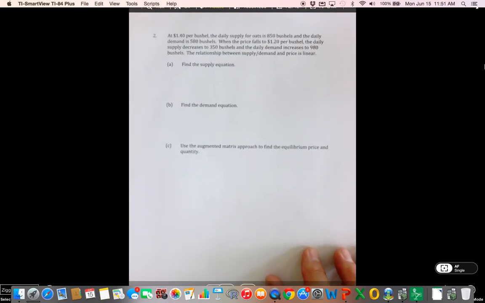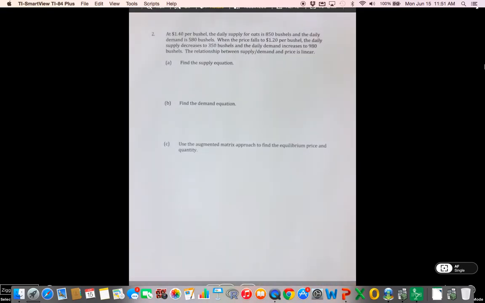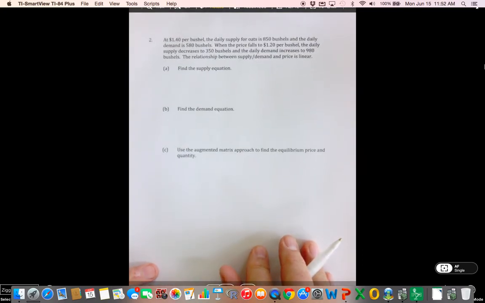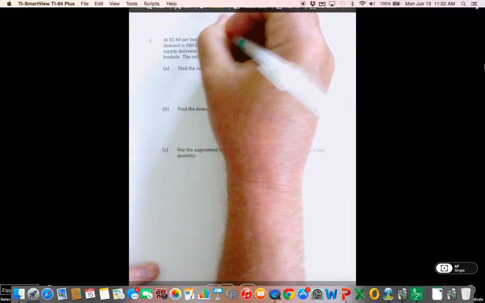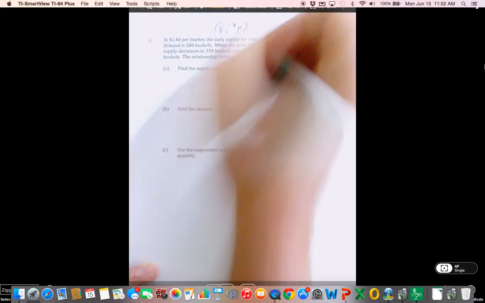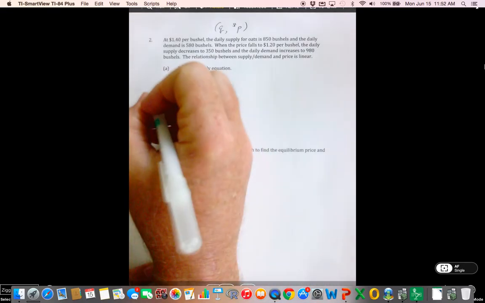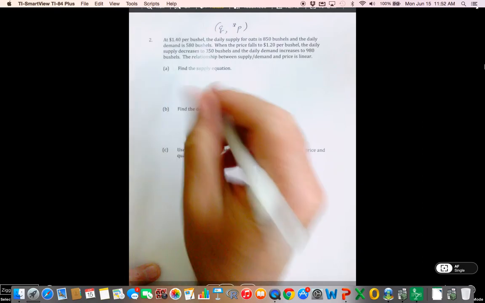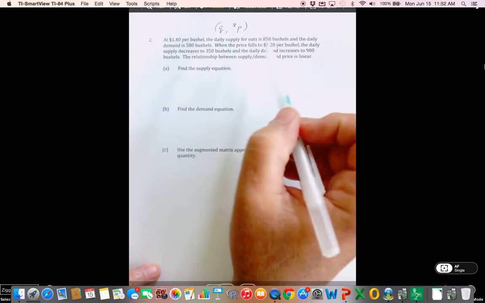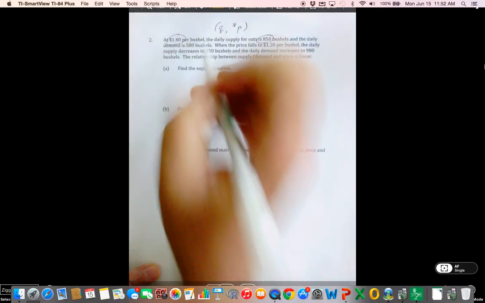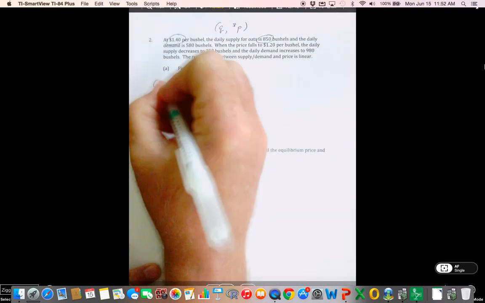All right, guys, let's take a look at this one. And the first thing I'd want to do is, again, learn from the past. And on these types of problems, what we have is the quantity as a function of the price. So what I want to do for the supply equation is set up the 2 ordered pairs that I have. So I know that when we have a supply of 850, we have a cost of $1.50. I'm sorry, $1.40.